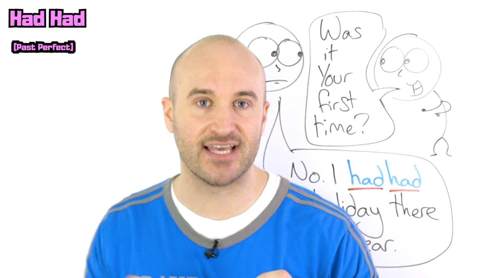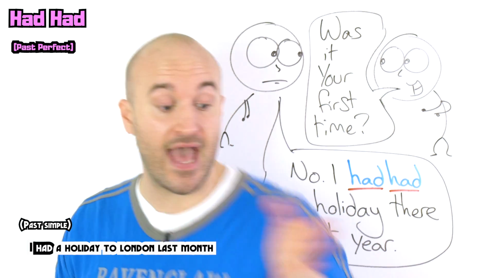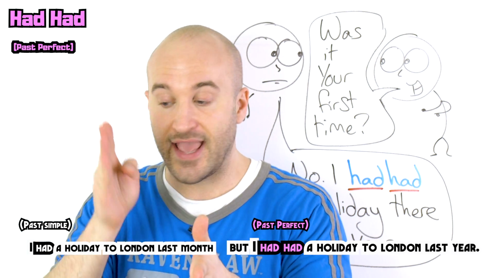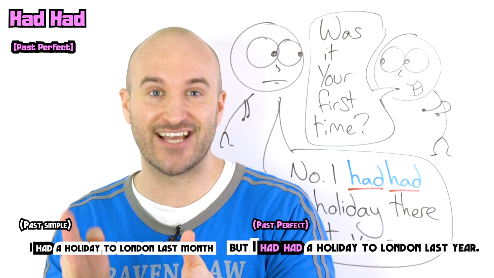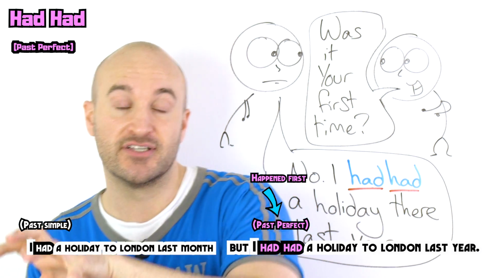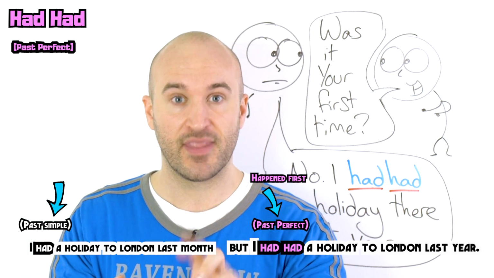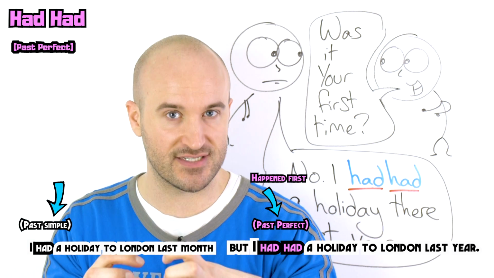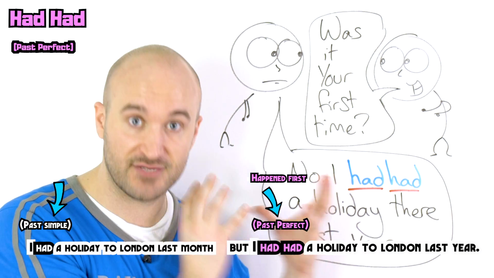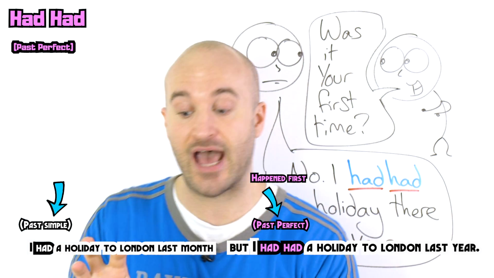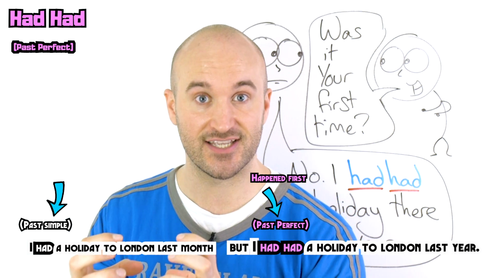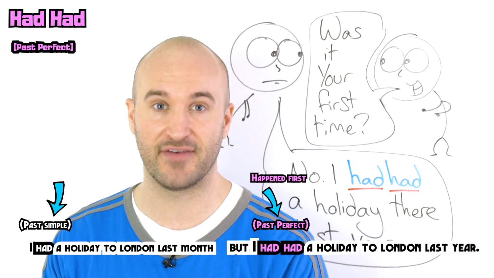So what he's saying is this. Last month, I had a holiday to London. But before that, I had a holiday to London last year. So this action happened before this action. And notice, they're connected. That's it. Those are the 2 reasons you use past perfect. This action happened before a past action and they're connected. That's why we use past perfect.